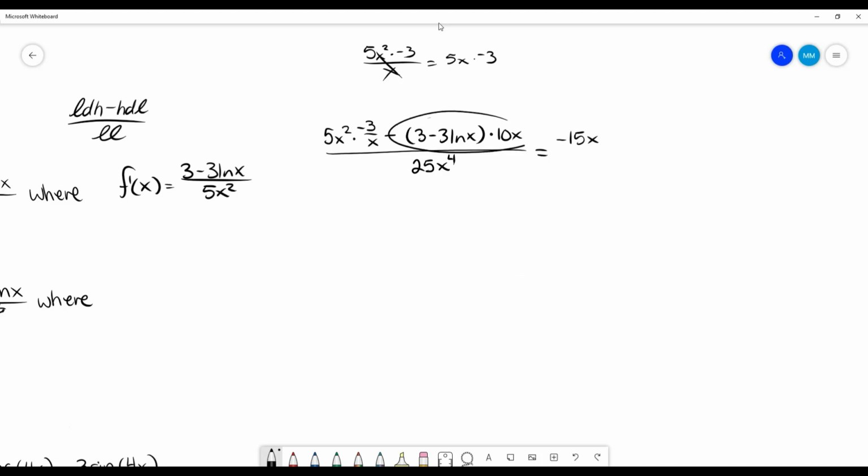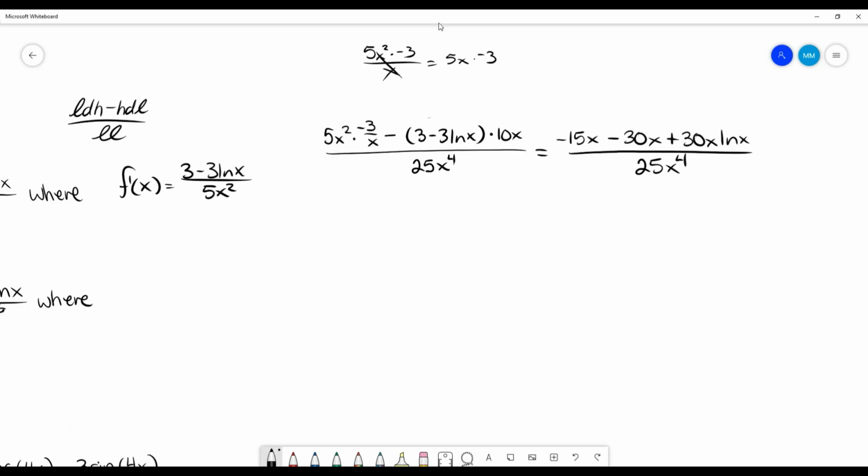Next, we've got minus this whole thing here, so I'm going to write minus, let's see, 10x times 3 is 30x, and then we've got 10x times negative 3 natural log, and careful not to lose your negative here, it's minus this negative here, so that's going to turn into a plus 30x natural log of x, all over 25x to the 4th.